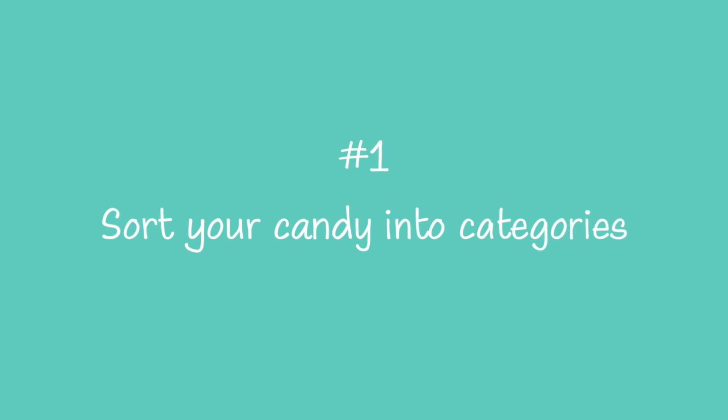So let's look at what you can do with your leftover candy. Number 1, sort your candy into categories. And this is where you can level it for each age of your child. You can do anything from sorting by color to how the packages are wrapped, whether they're individually wrapped or they come in multi-piece packages. You can sort by the consistency of the candy, whether it's hard or chewy.